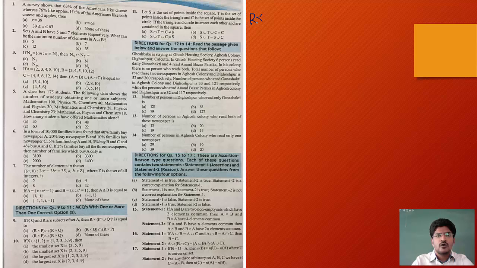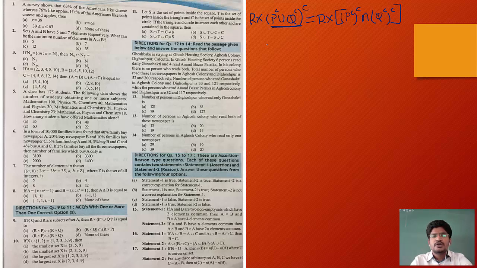R cross (P complement union Q complement) whole complement is what they are asking. Clear? So first use De Morgan's laws for this particular thing, that is (P complement union Q complement) whole complement. It will be equal to what? This will be equal to R cross, apply De Morgan's law. So this will be (P complement) whole complement intersection (Q complement) whole complement.